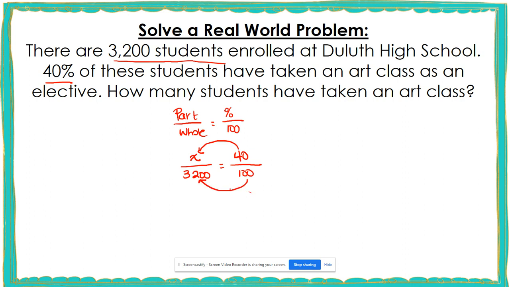Well, to get from 100 to 3,200, I know that I would multiply by 32 because 100 times 32 would give me 3,200. So to get from 40 to x, I would also multiply by 32. When I do 40 times 32, I get x equals 1,280. This means that 1,280 students have taken an art class.